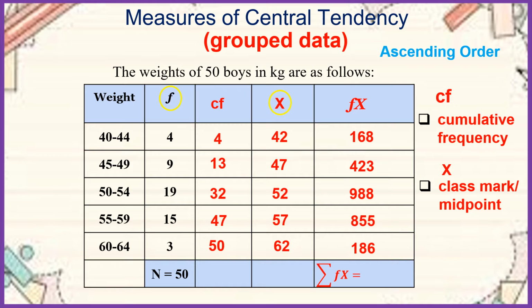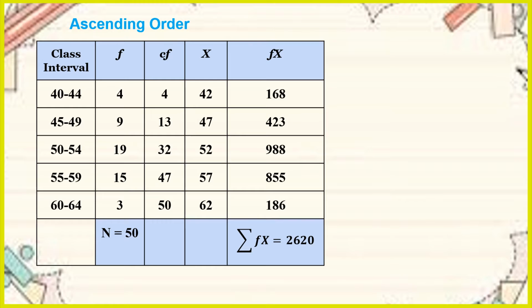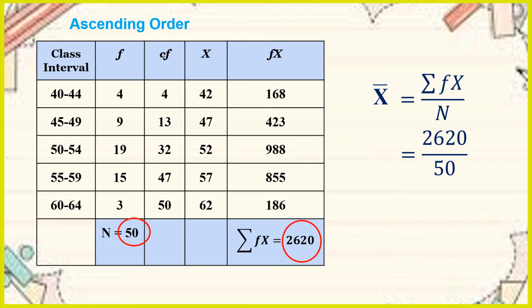Then we shall sum it up. It is summation fx. We add it all: 168 plus 423 plus 988 plus 855 plus 186, which is equal to 2,620. And from here, we shall compute for the mean. The mean is equal to summation fx over n. Taking a look at the table, summation fx equals 2,620 divided by 50, which is your n. It is equal to 52.4. So the mean equals 52.4.